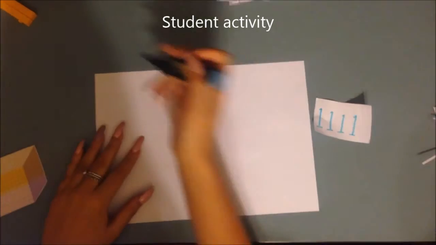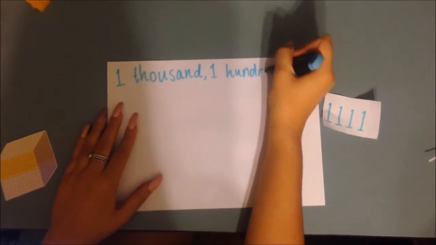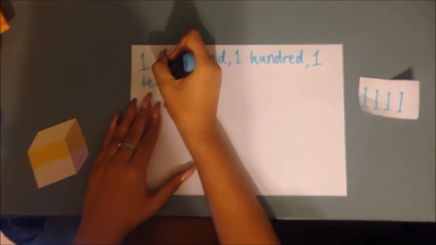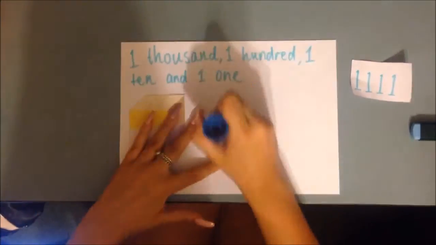My next activity is a student activity. This is an activity students do independently. Students would be at their own desks as I would walk around and give them each a number between 100 and 10,000 depending on their ability.